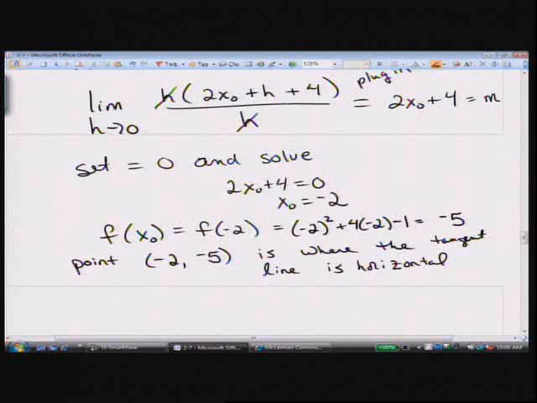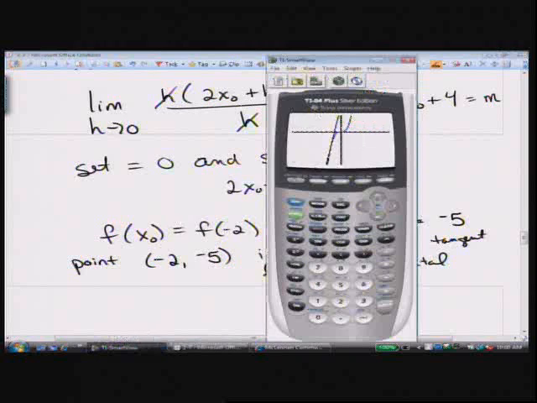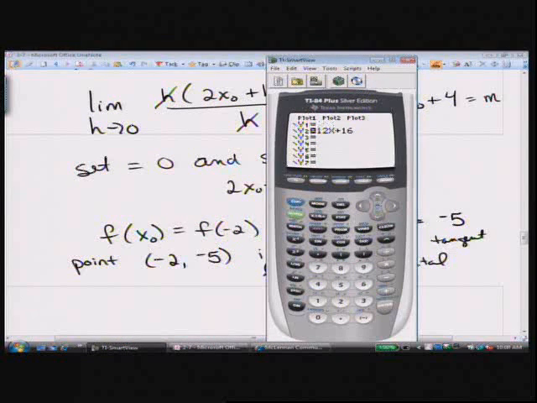All right? Okay. So, $1,000,000 question. What else is cool about the point negative 2, negative 5 on the graph? Well, let's see. If I graph that function, what was the function? x squared plus 4x minus 1.